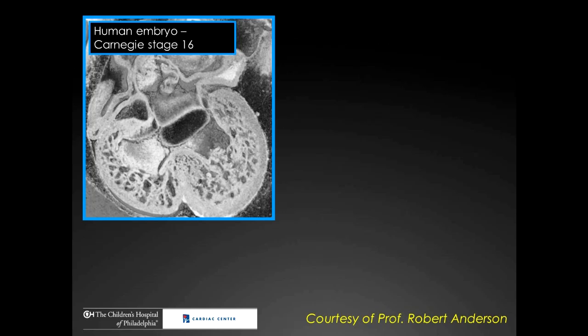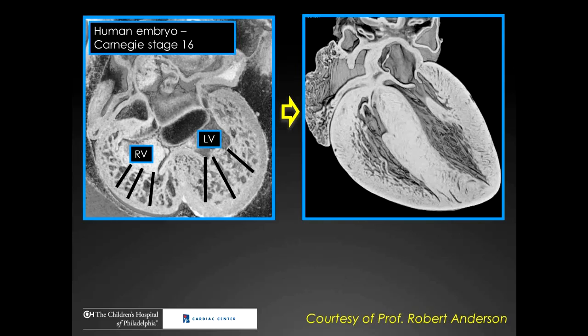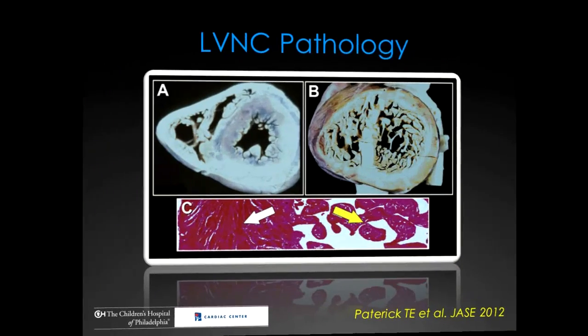This is an example of a human embryo at Carnegie stage 16. So what you can see here is the left ventricle and the right ventricle. And you can see that we all start off life with noncompaction of both ventricles. The black lines here represent the trabeculated portion of the myocardium. And over time, during the development of the embryo, these areas become more compacted. In normal development, we don't exactly understand how this happens, but either the compacted layer expands or the noncompacted layer regresses as the embryo and fetus develops.